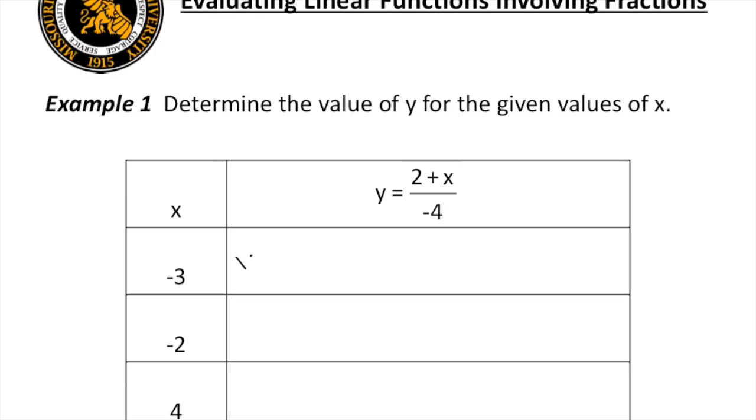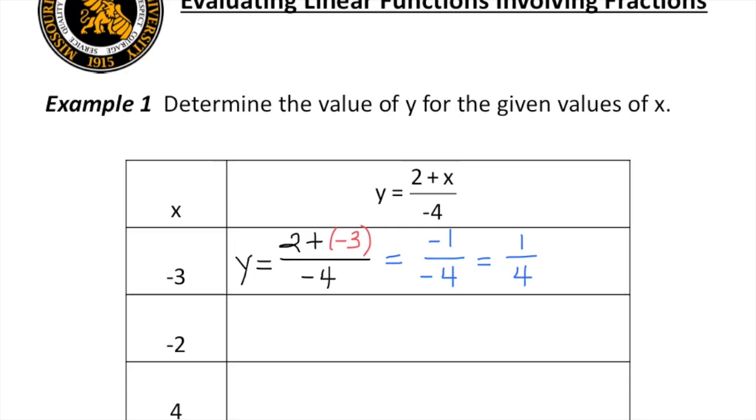So replacing the x in the equation with our given x value of negative 3 in our first row of our table, and then performing our computation using the order of operations, 2 plus negative 3 in the numerator must be done first, giving us a negative 1 over the negative 4 that appears in the denominator, resulting in a final output of positive 1/4.